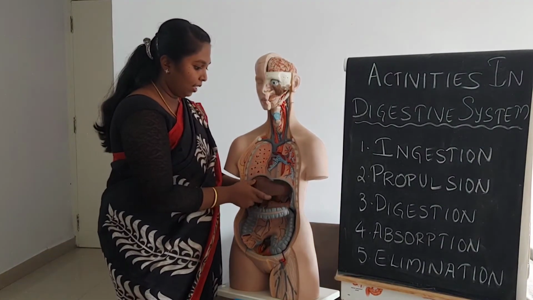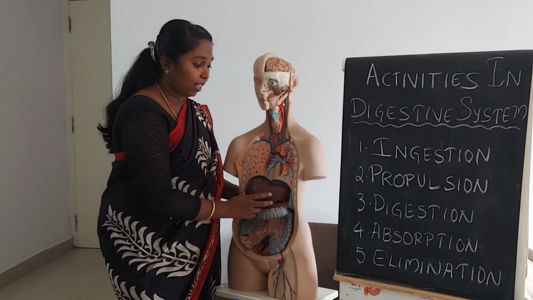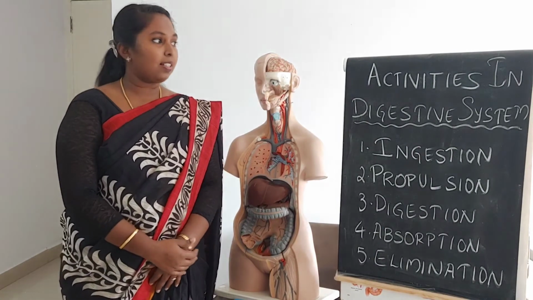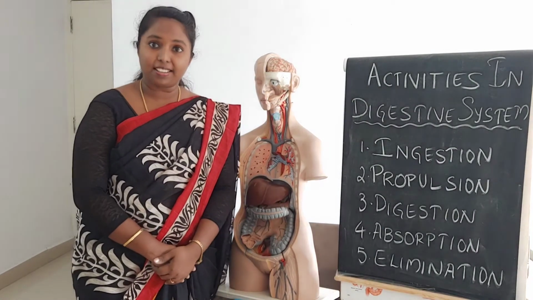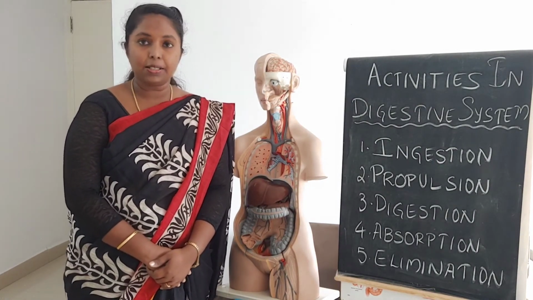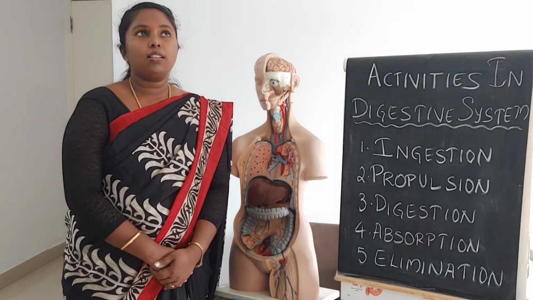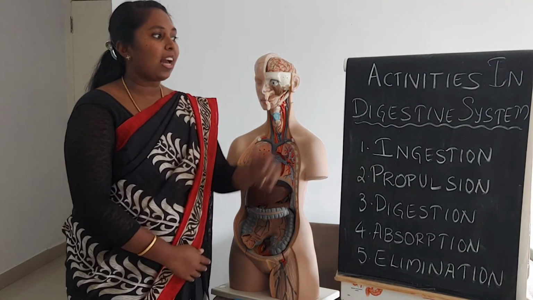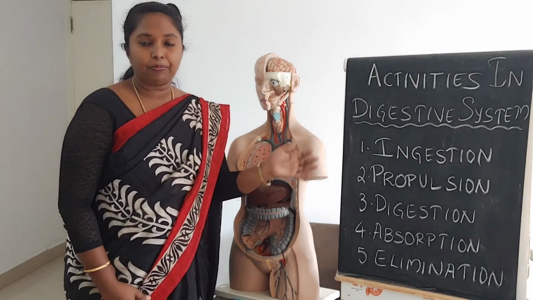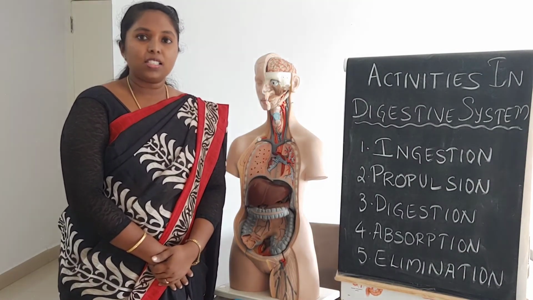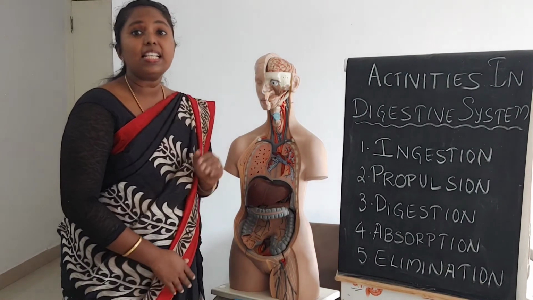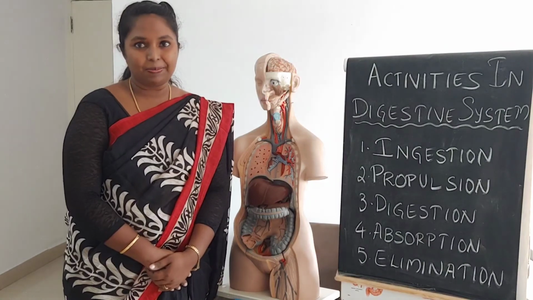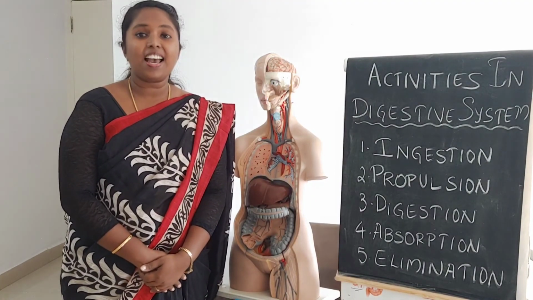I hope it is clear. So today we dealt with what is the digestive system, what is meant by digestion, as well as the parts of the GI tract or alimentary tract, and the different digestive glands. Last we dealt with the activities in the digestive system. In the next classes we will be dealing with each part in detail. Then only we will be able to finish this digestive system.